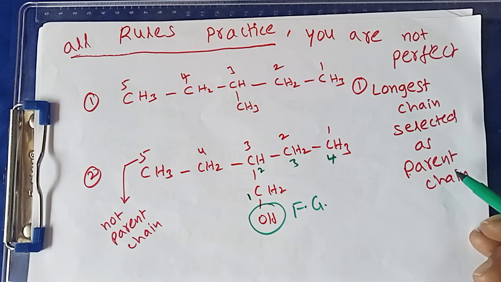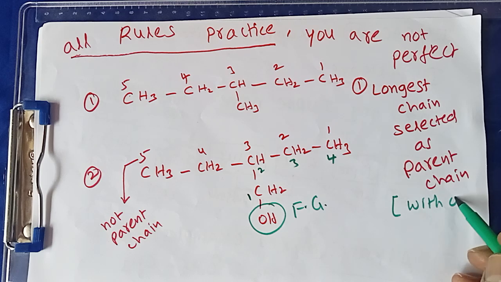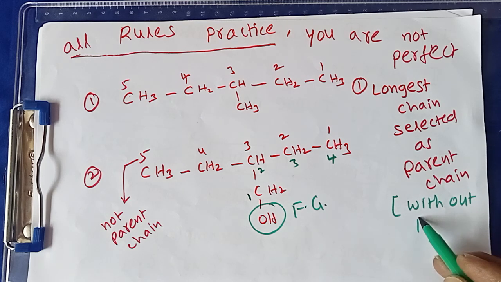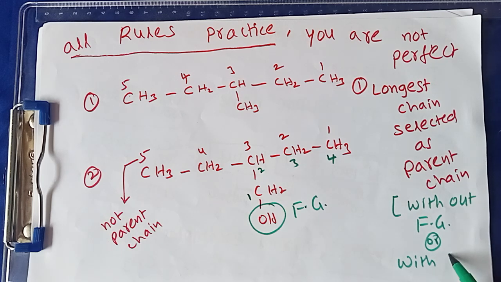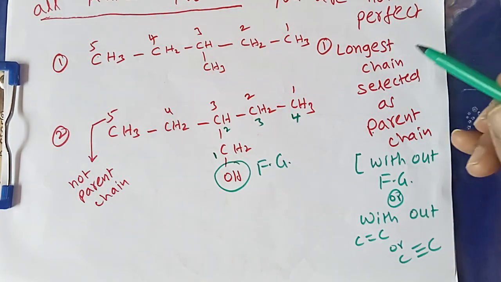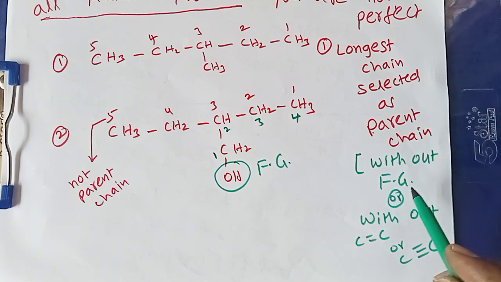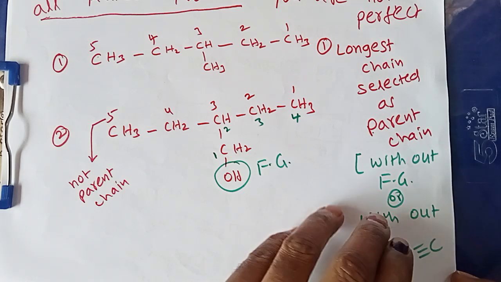The longest chain is selected as the parent chain, in which case? Without functional group or without double bond or triple bond. Now this is perfect. This is 100% perfect in any case. The longest chain is selected as the parent chain, but what are the conditions? Without functional group or without double bond or triple bond. Now we go to that.